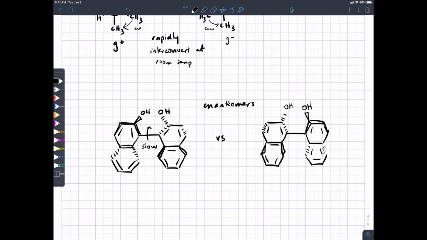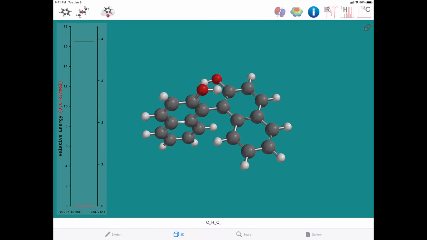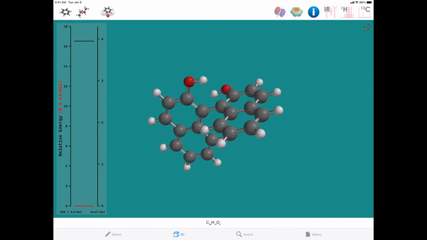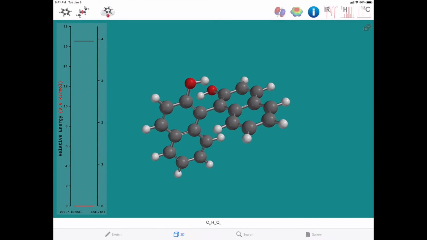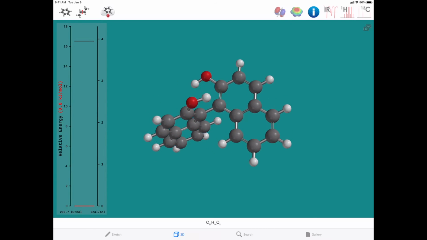In fact, these are often used as chiral ligands for various transition metal catalyzed types of reactions. So let's go look at one of these binols that I drew, and you can see that they're not even kind of planar, right? And so we're looking at them.